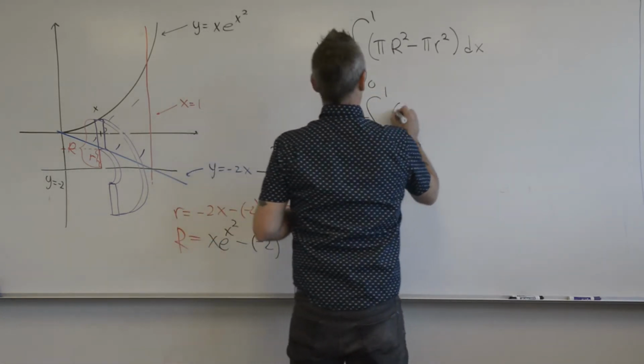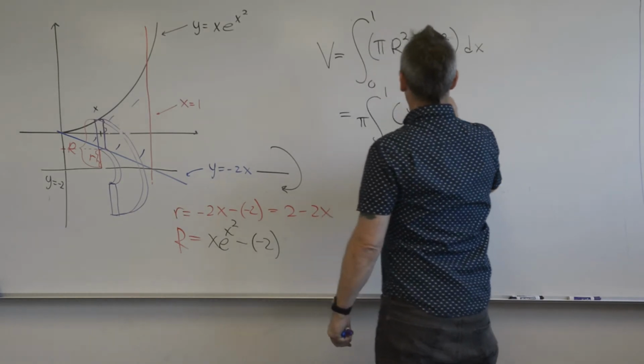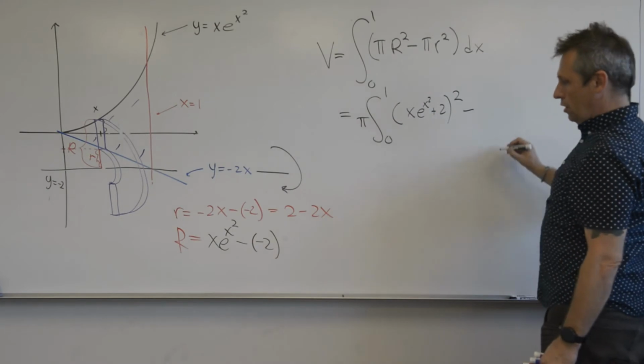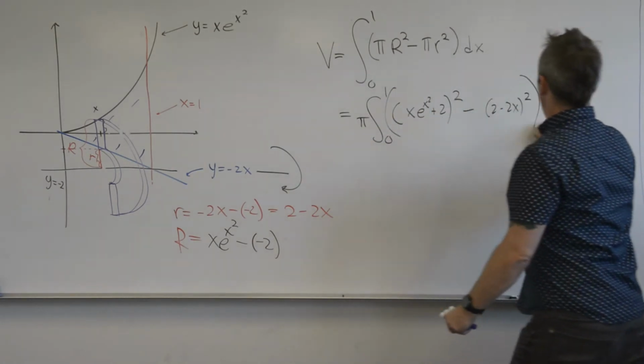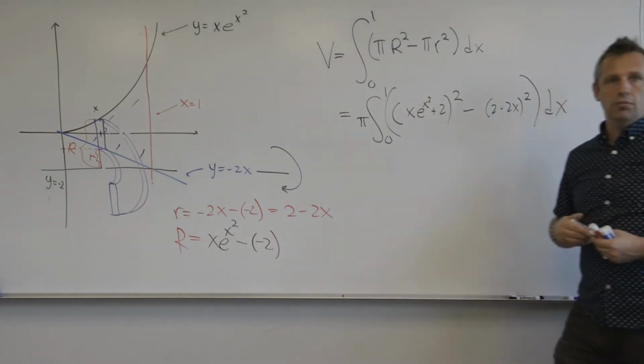Pull out the pi if I want. Capital R is x e to the x squared plus 2 squared minus little r, 2 minus 2x squared, dx. And that's the answer to that problem.